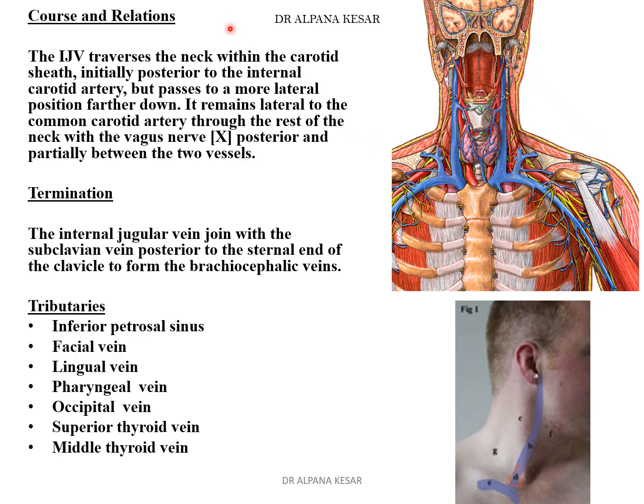Course and relation of the internal jugular vein. Internal jugular vein traverses in the neck enclosed in the carotid sheath along with the internal carotid artery and the common carotid artery. It is initially posterior to the internal carotid artery. Then it becomes lateral to it. Further down, the internal jugular vein remains lateral to the common carotid artery throughout the course.